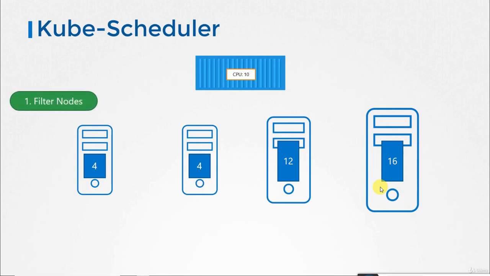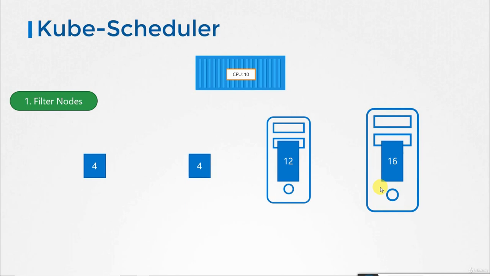In the first phase, the scheduler tries to filter out the nodes that do not fit the profile for this pod. For example, the nodes that do not have sufficient CPU and memory resources requested by the pod. So the first two small nodes are filtered out. So we are now left with the two nodes on which the pod can be placed.